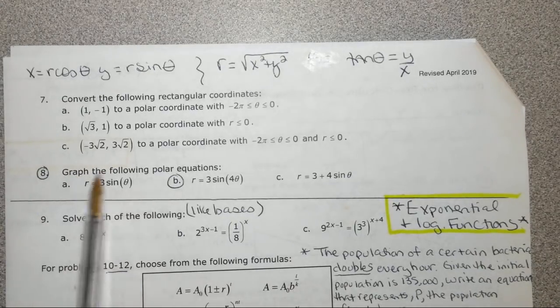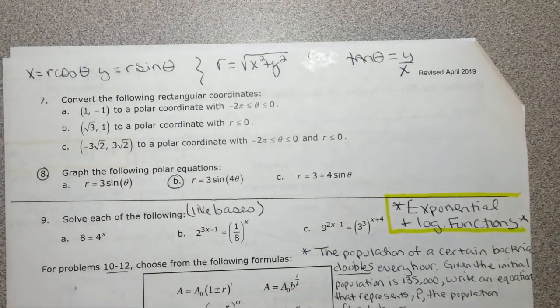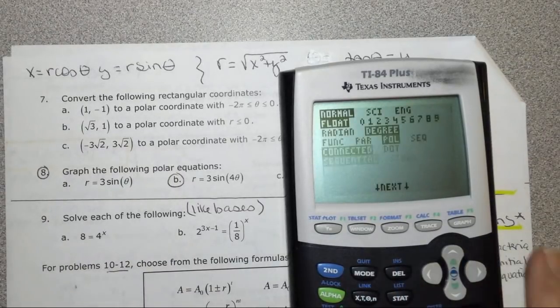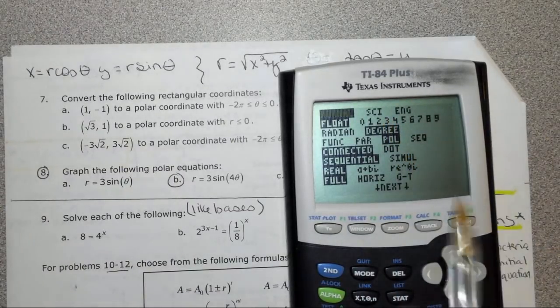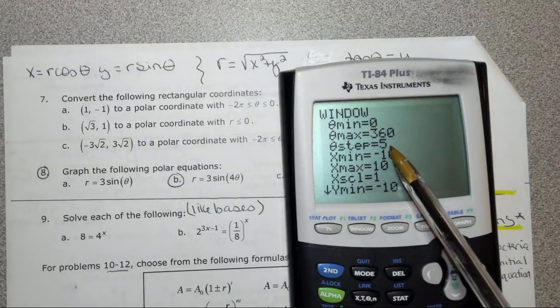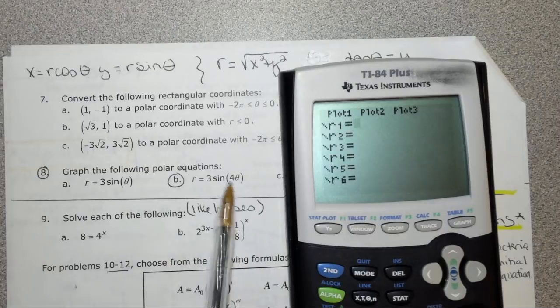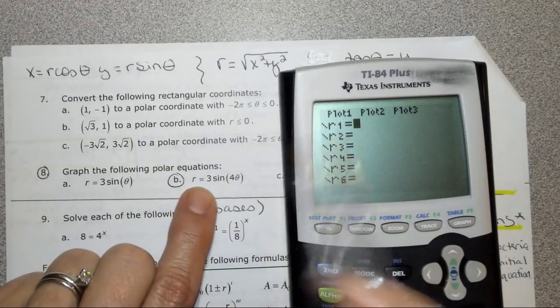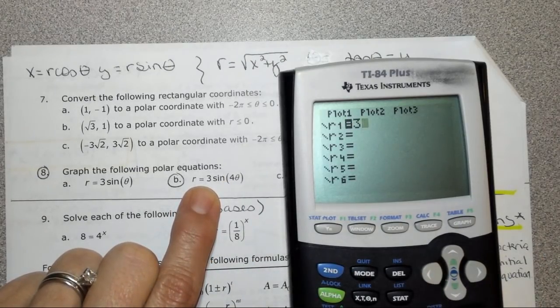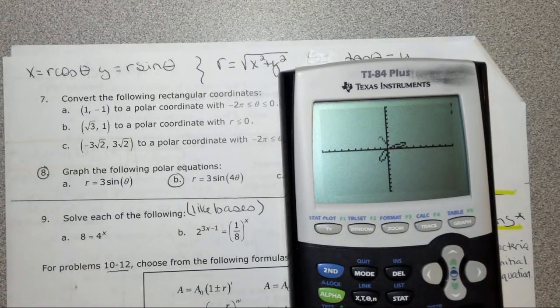I'm going to focus on number 8. Number 8 wants me to graph the following polar equations. If you have already set your calculator up like I told you, with degree, polar, and your windows from 0 to 360, simply touch the y equals, and you'll notice that they all say r equals now. So I'm just going to do letter B. It says r equals 3 sine 4 theta, and I'm going to hit graph.